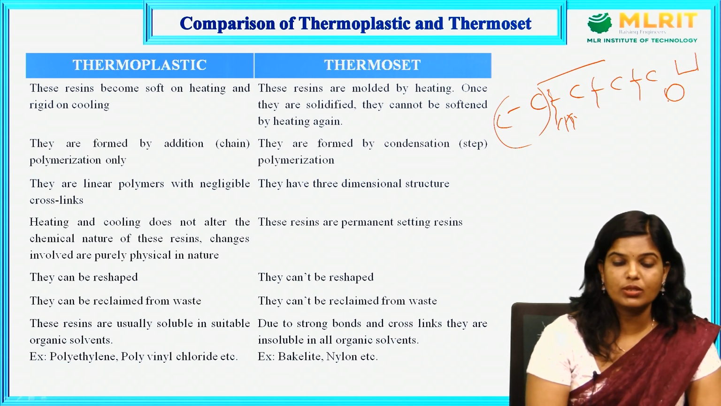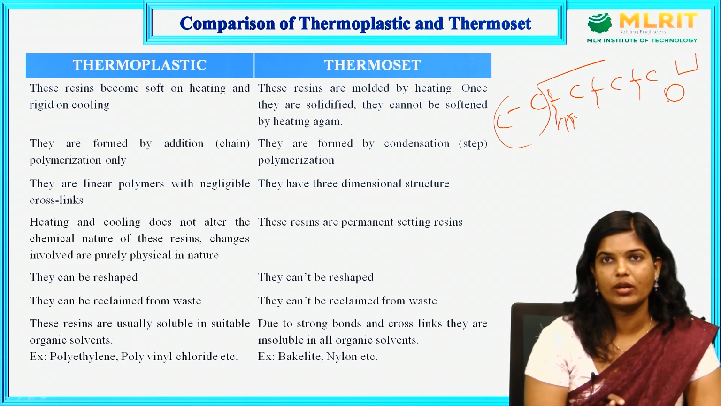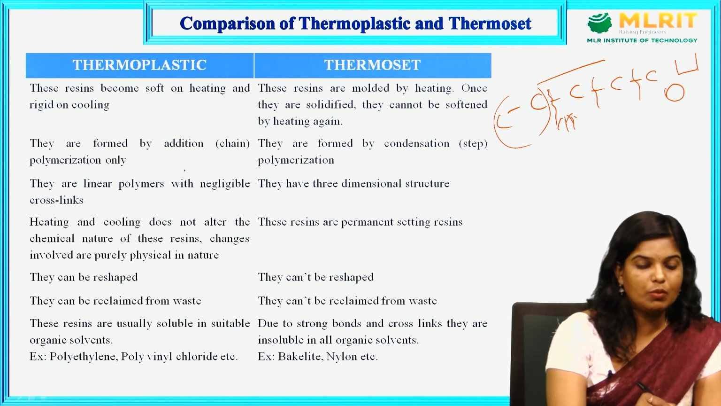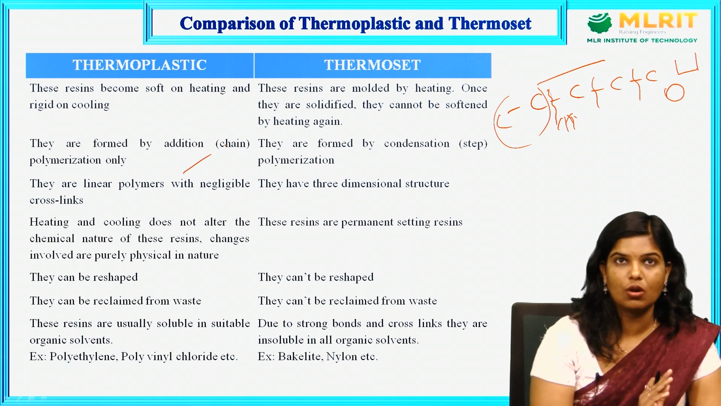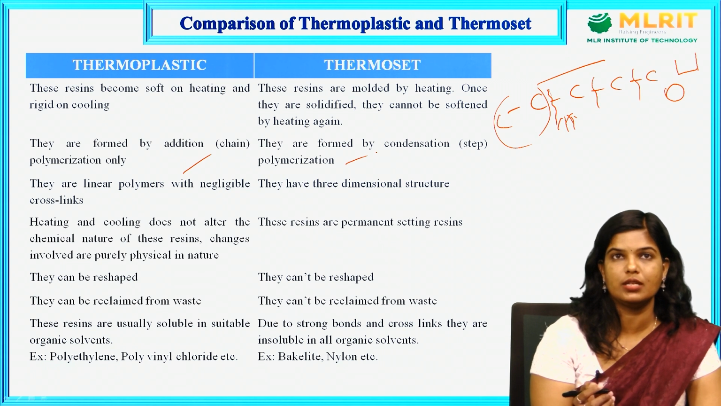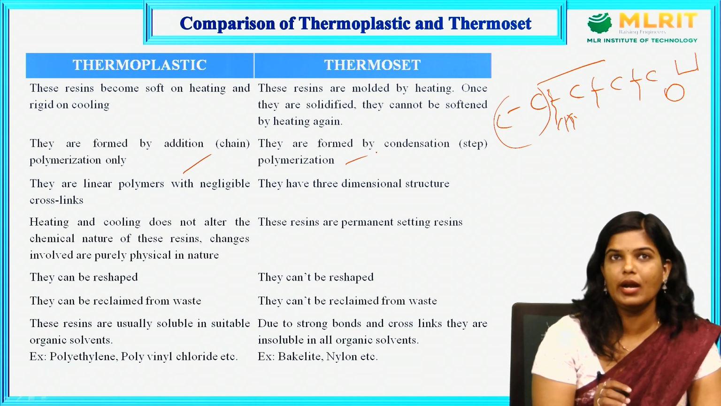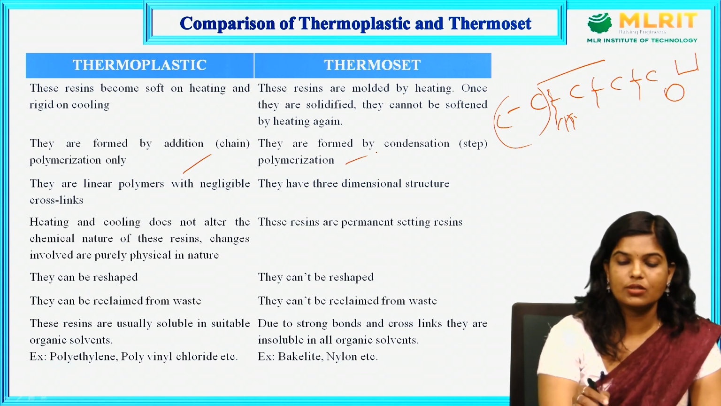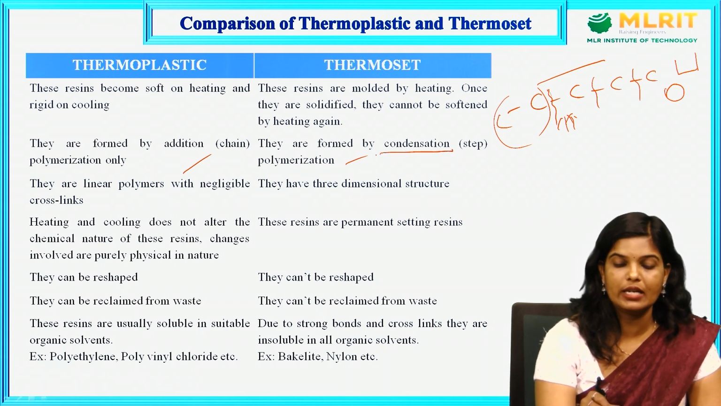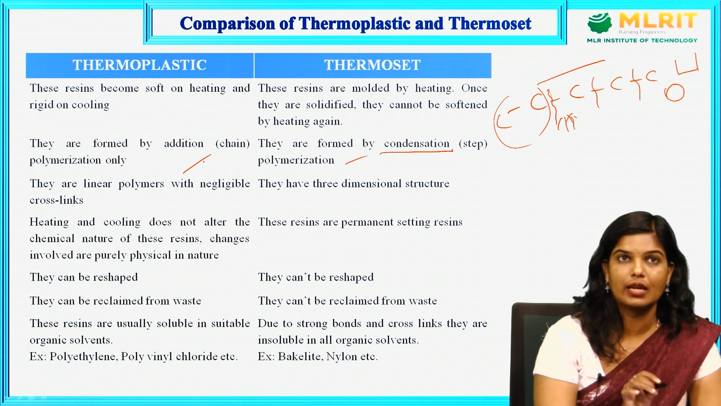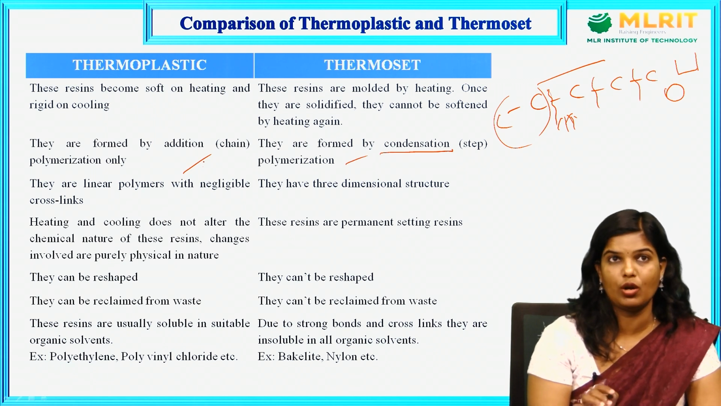What about thermosets? Once it is set, it is already set. We cannot change it in any other conditions. Now, thermoplastic is formed by addition or chain polymerization only. Whereas thermoset will be formed by step or condensation polymerization. Sometimes it can happen through addition polymerization also. It is not necessary that it will always be condensation. Sometimes addition as well as condensation can happen. But in thermoplastic, it can happen only by addition polymerization.